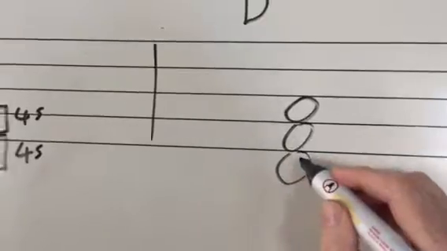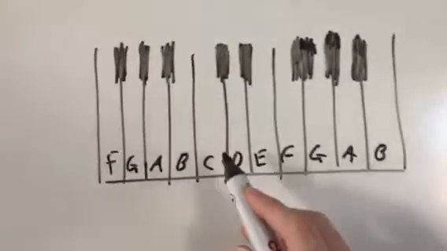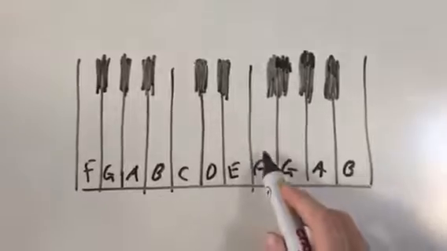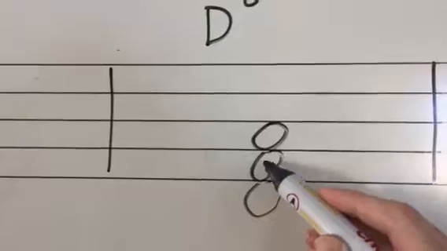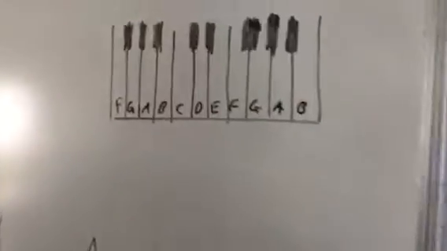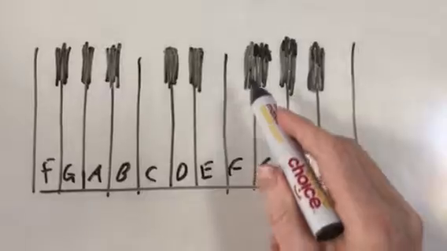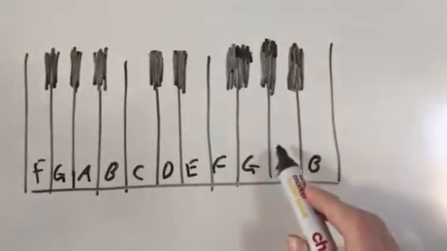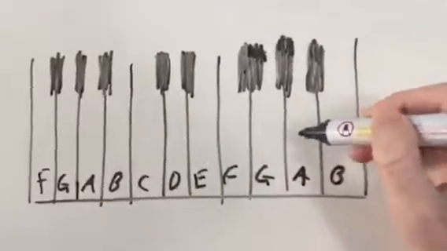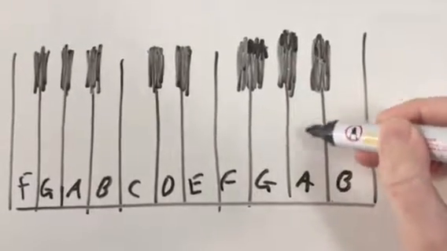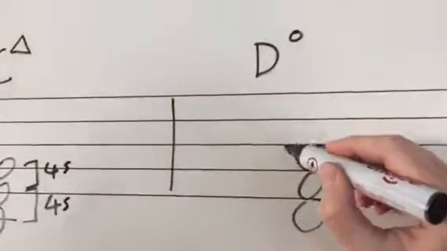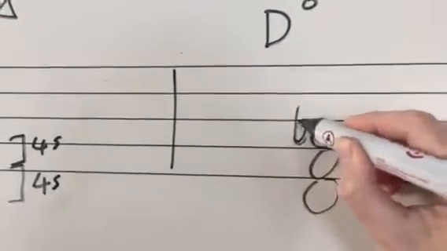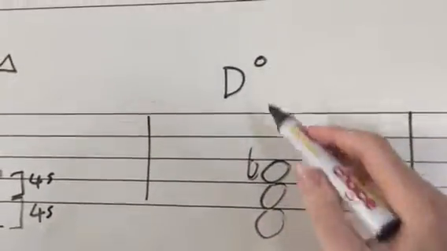So our bottom note D to F, 1, 2, 3, so that fits. Now the middle note to the top note, F to an A, 1, 2, 3, 4. So that's too big. So let's make it smaller by making this A an A flat. So let's draw that in now, putting a flat sign on the left side of the note. And we now know that that is D diminished.